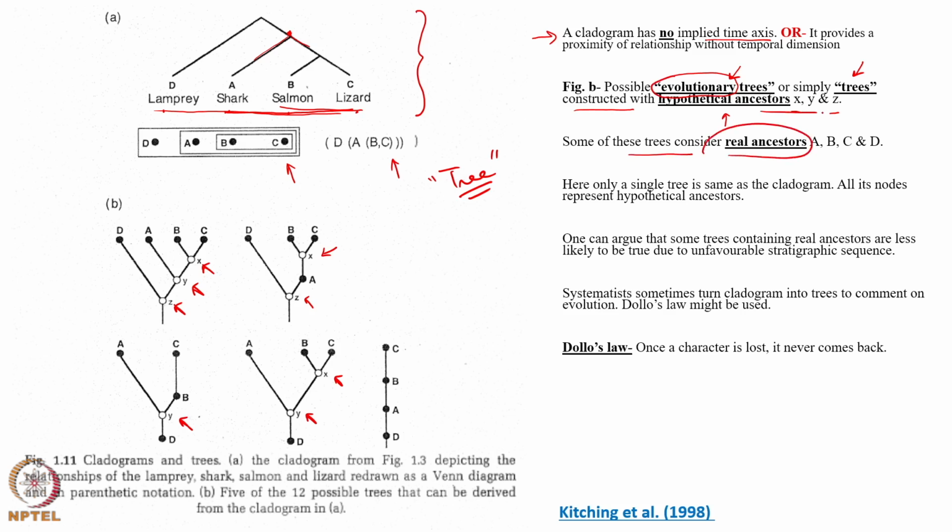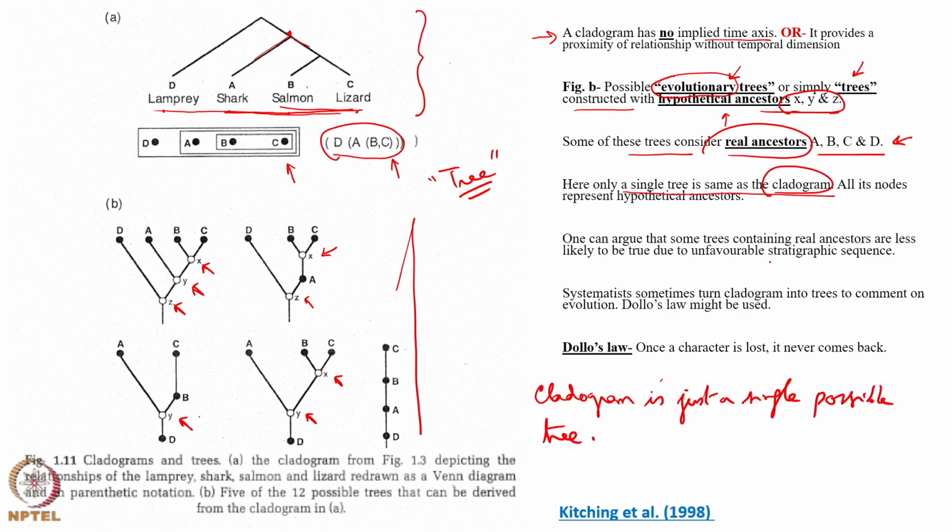The hypothetical ancestors, as I just now pointed out, x, y, z in these diagrams, but there can also be real ancestors. That means out of these species we can also think in terms of the real ancestors. A single tree is same as the cladogram. So, cladogram is one possible type of a tree.